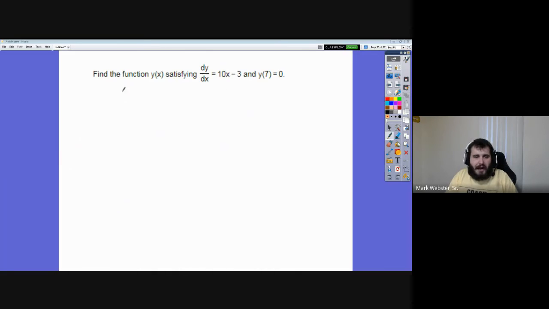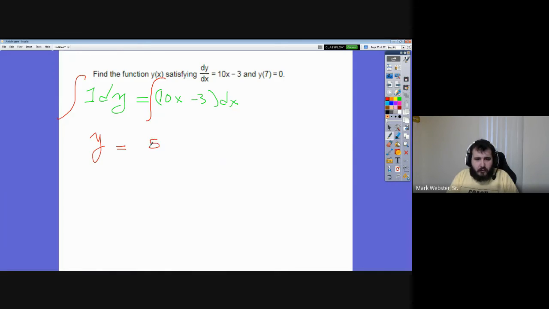So what I'm going to have is dy, equal, 1 dy. Let's say it like that. 1 dy equals 10x minus 3 times dx. Well, now I can integrate both sides. Let me do that. Well, what's the integral of 1 with respect to y? So it's y, right? Let's integrate this. Well, what's the integral of 10x? What's the integral of 3? Don't forget your plus c.